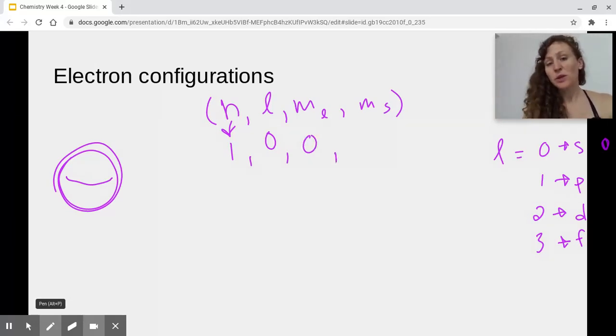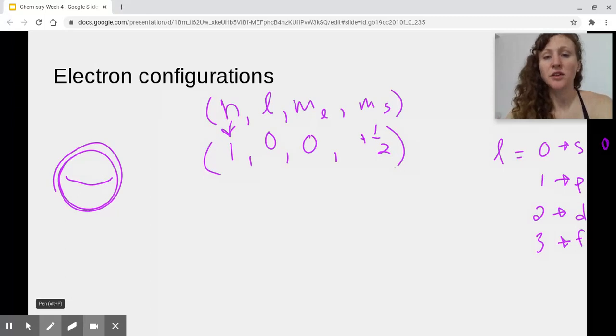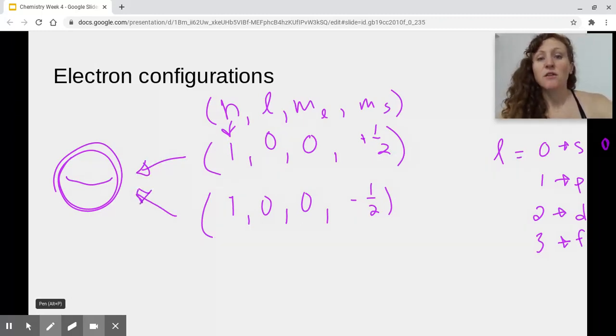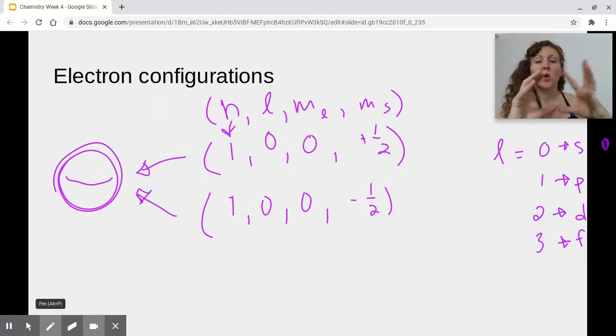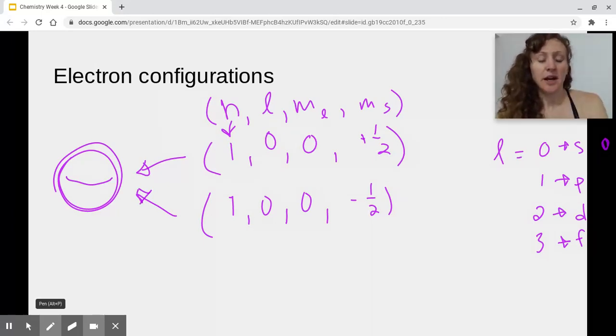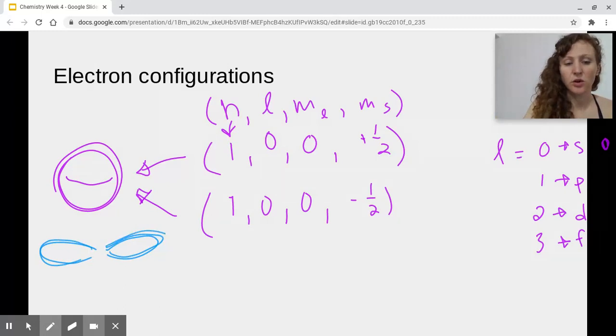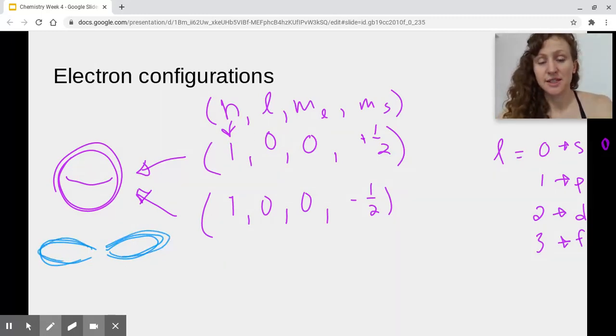And then M sub S we can pick. So one of the electrons would have a positive 1/2. The other electron would have the exact same quantum numbers, but would be a negative 1/2. So here I have the description in terms of quantum numbers for both electrons inside that 1s energy level. Let me give you another example. We'll do an electron that exists inside the 2px orbital. We can do both electrons that exist inside the 2px orbital.